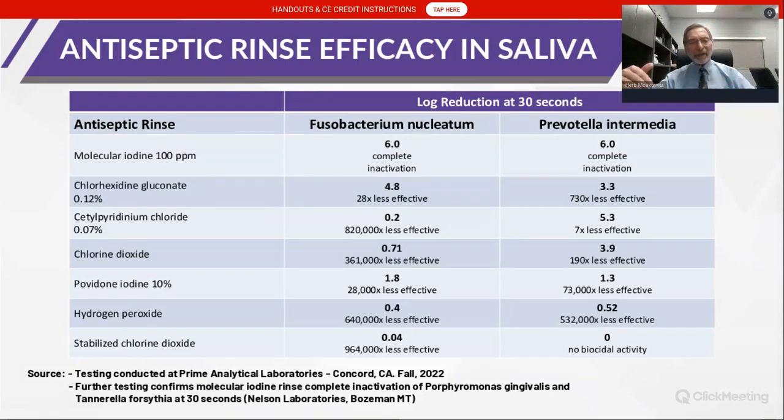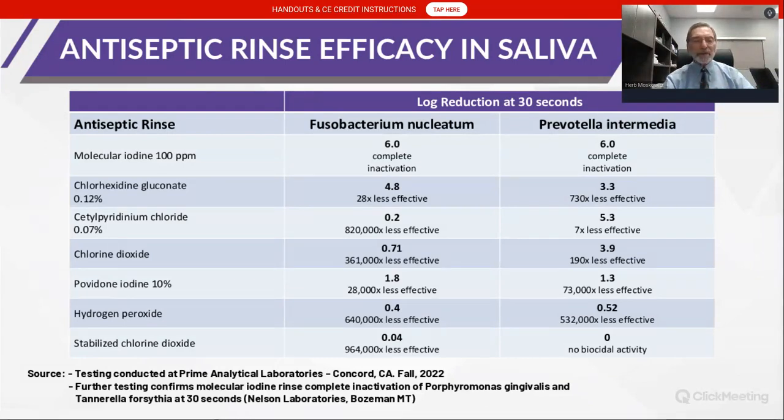It went downhill from there. The next most effective rinse was the chlorhexidine gluconate rinse. For Fusobacterium, it was 28 times less effective than the molecular iodine rinse. For Prevotella, it was 730 times less effective. The other rinses, the cetylpyridinium chloride, the chlorine dioxide, the povidone iodine, the hydrogen peroxide, the stabilized chlorine dioxide, all got progressively worse until they were hundreds of thousands of times less effective, to and including no biocidal activity at all.